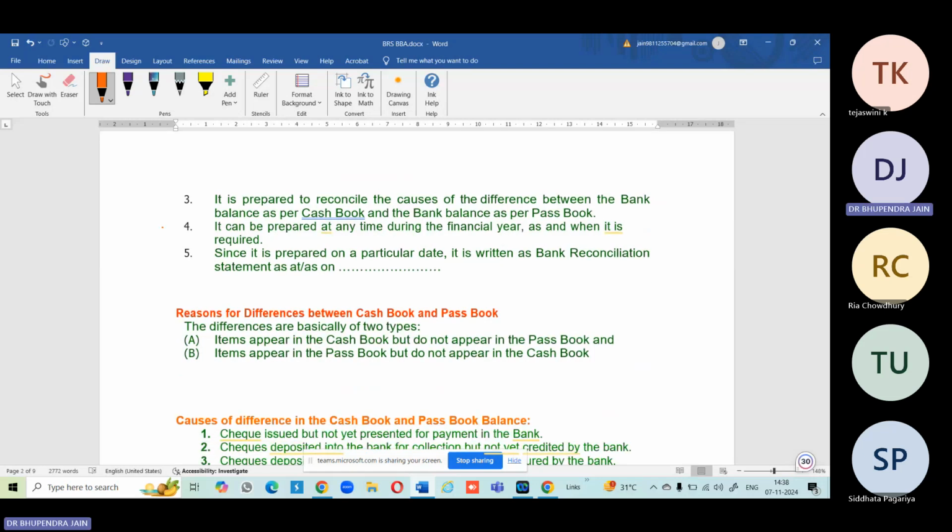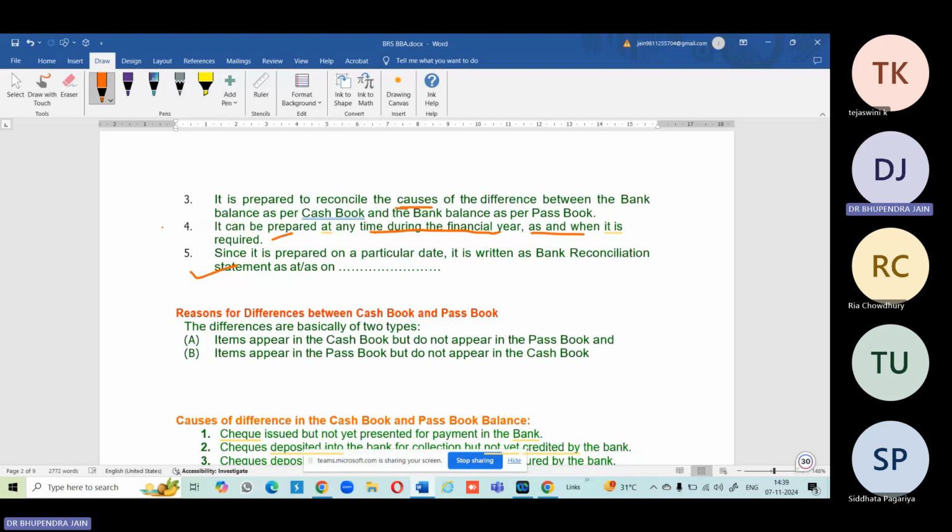It is prepared to reconcile the causes of difference between the bank balance as per cash book and the bank balance as per the passbook. It can be prepared at any time during the financial year as and when it is required. And since it is prepared on a particular date, it is written as bank reconciliation statement as on a particular date. Okay.